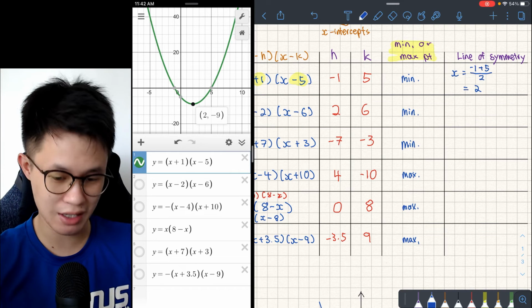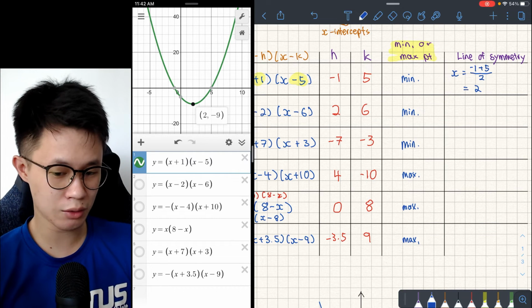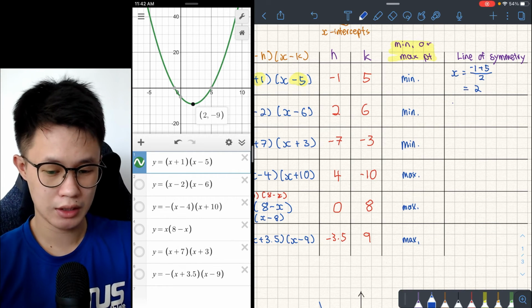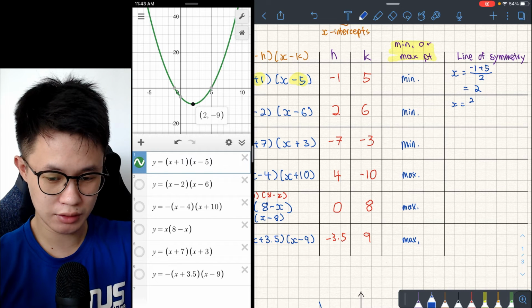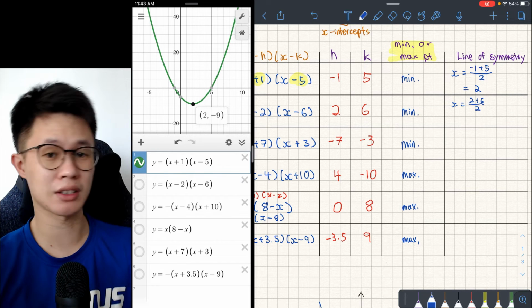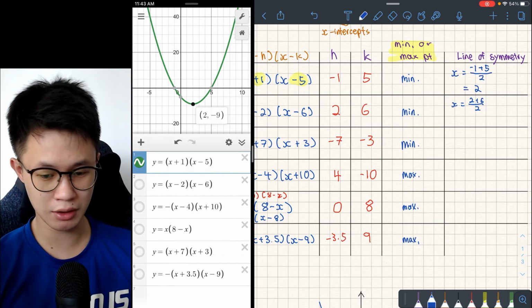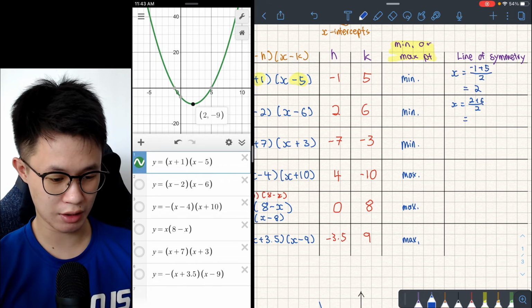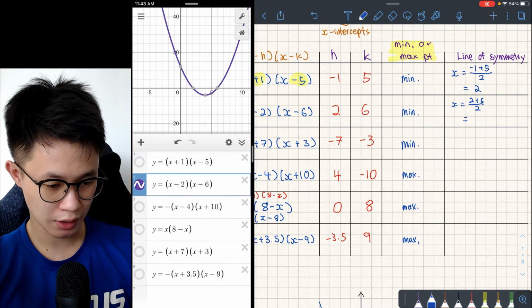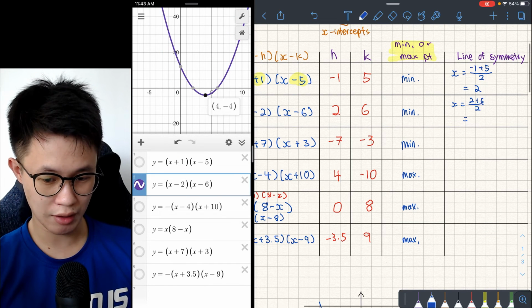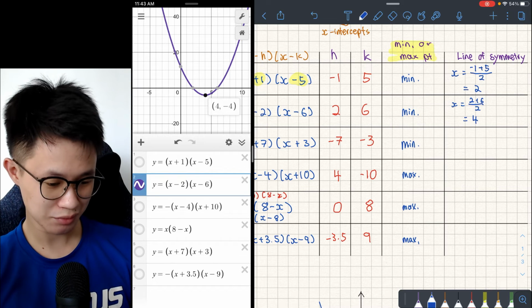So the line of symmetry is just the x-coordinate of the turning point, and you do that by adding the x-intercepts together and dividing them by 2, because it's right smack in the middle. We can always do this, alright? So if you don't believe me, let's try for this. Okay, the turning point is 4, and what do I get? I will still get 4 here.